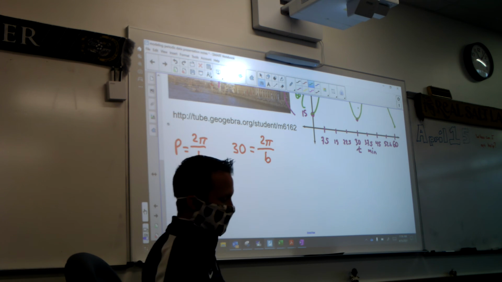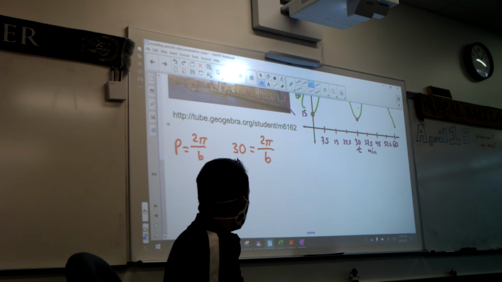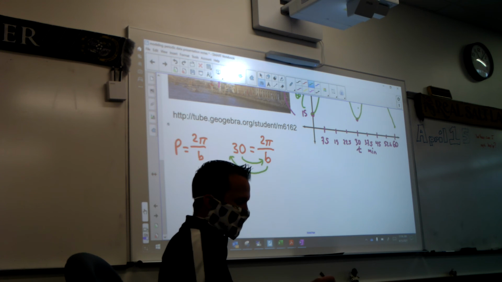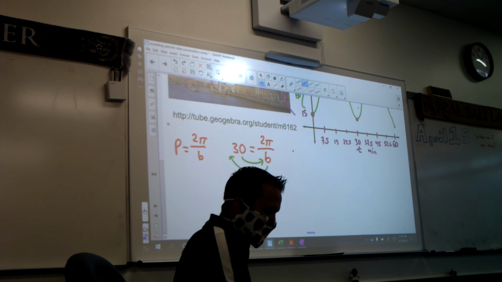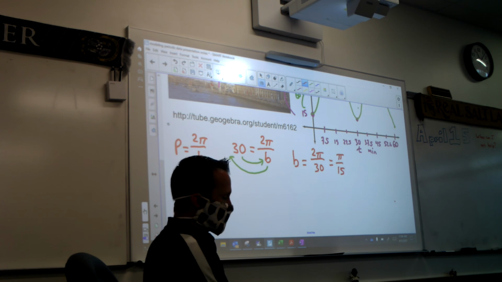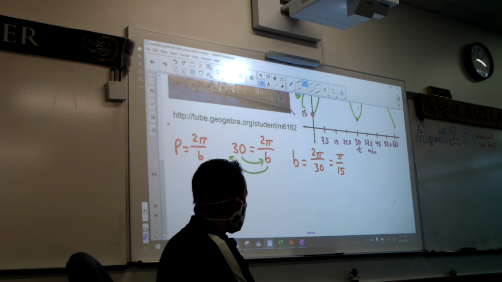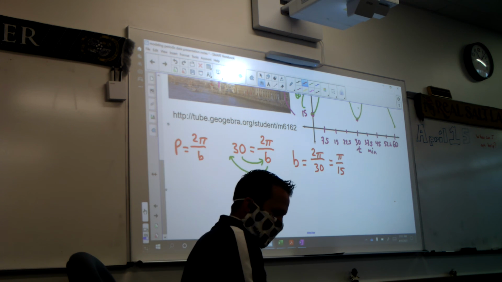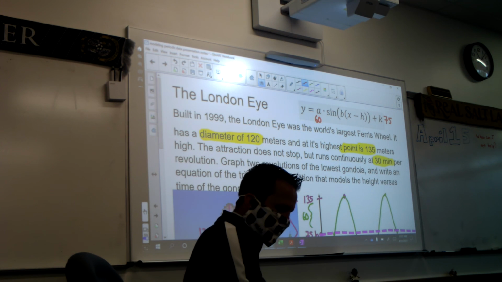Are you with me so far? Yes. Now we want to solve for b. It's in the denominator. How do we do that? Multiply. I'm going to switch the 30 and the b. I multiply b on both sides, divide by 30. I'm just showing you 2 steps in one. So b is equal to 2 pi over 30. Would it simplify to pi over 15? You sure can, and that's what we're going to do. So b is going to be pi over 15. So now when I come up to this, I'm going to put b as pi over 15.